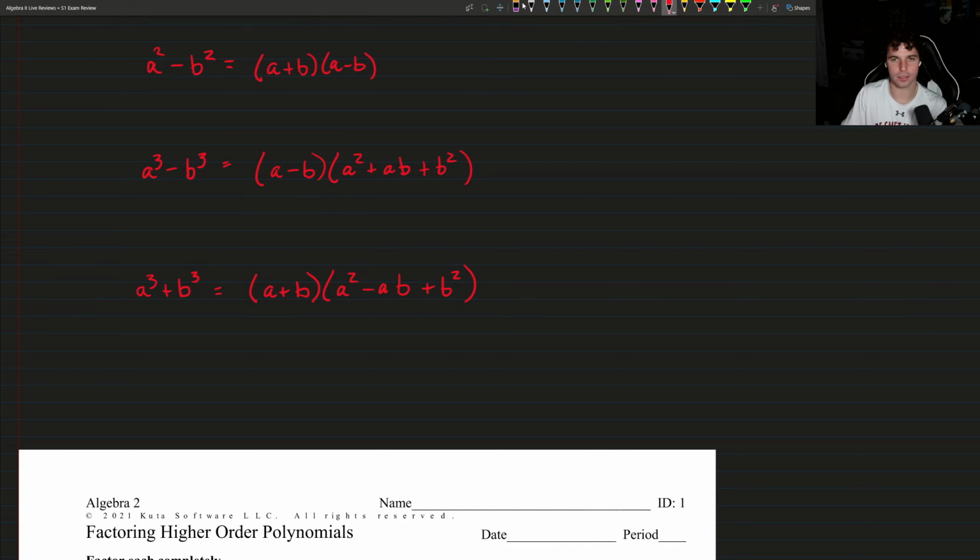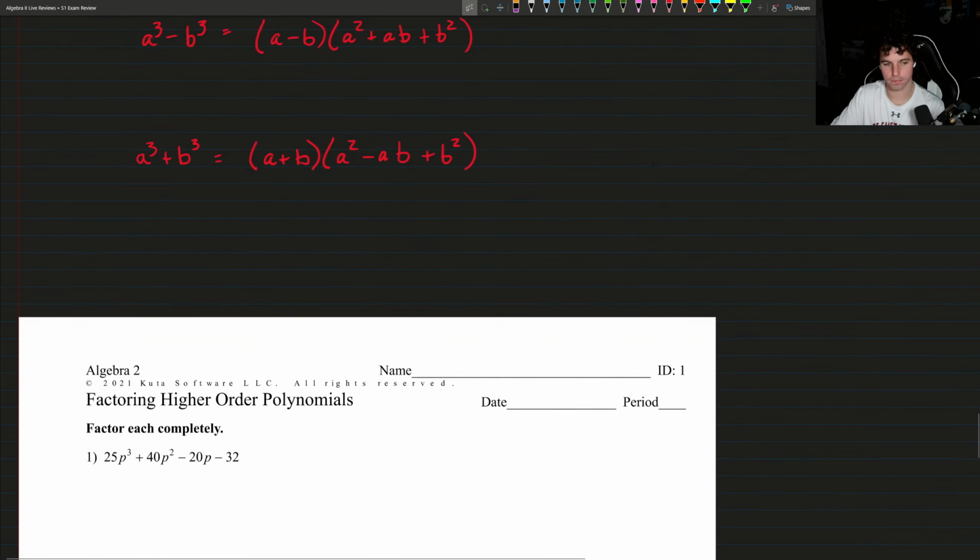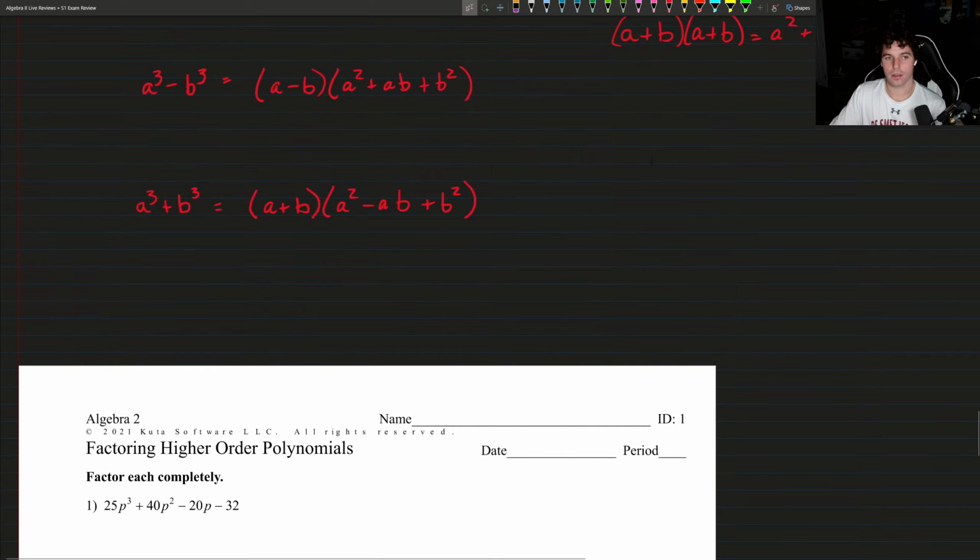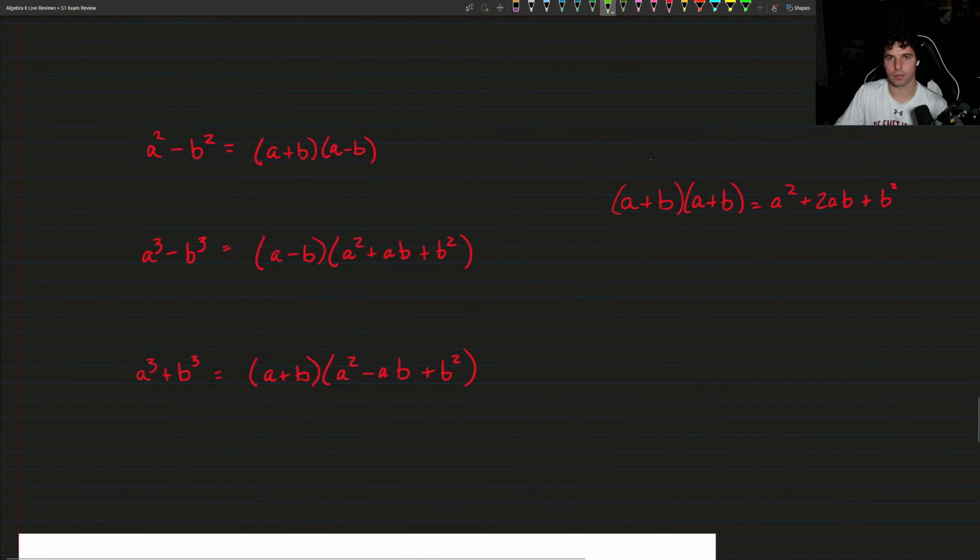The other one is really just a simple thing that we did earlier, and that's the perfect square, right? So a plus b squared, which is just equal to a squared plus 2ab plus b squared. I'm not as worried about that one because you should be able to factor that anyway. So we already know how to do that, okay? But it shows up. The other thing that we covered is factoring by grouping, okay?